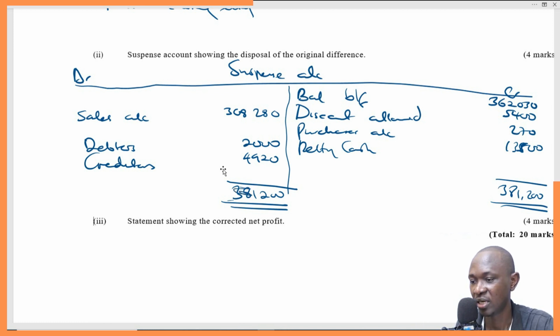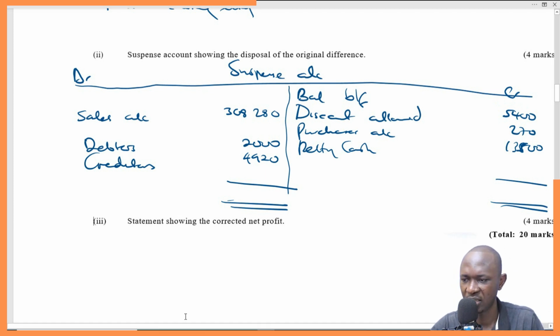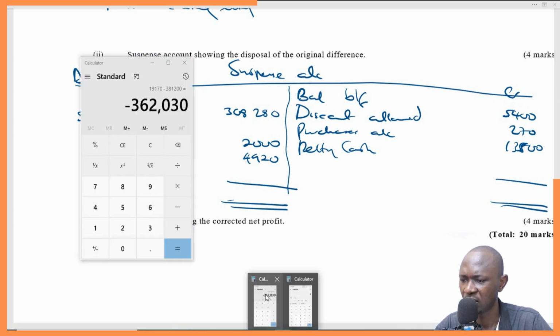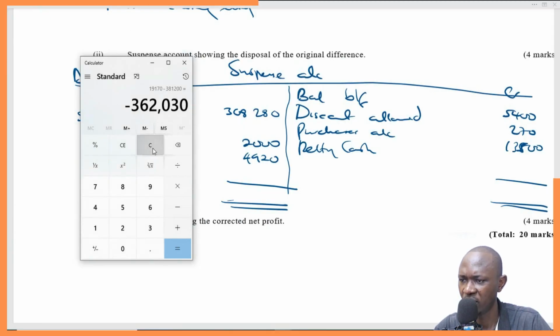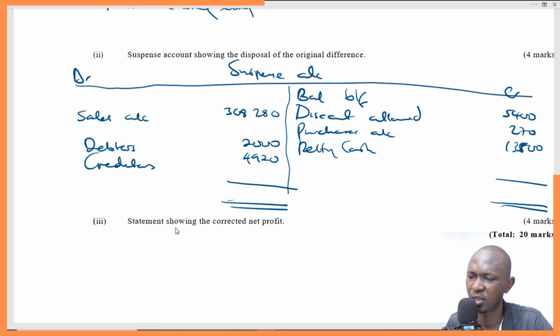So if we go with that argument, then it means these totals might not be actually correct. So let's remove it. Sorry for that. Let's just do away with that, because normally year-end will not appear in the trial balance. So this will be 308,280 plus 2,000 plus 4,920. That gives us 315,200, and that's why it's very important. These people, at least they will have given us the figures. It will have helped direct us. 315,200.